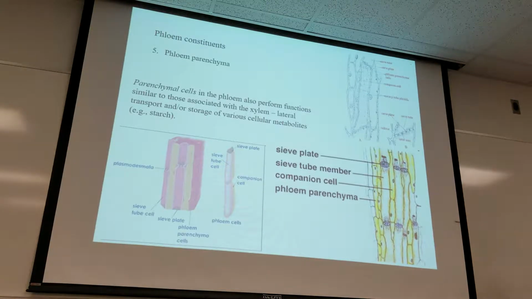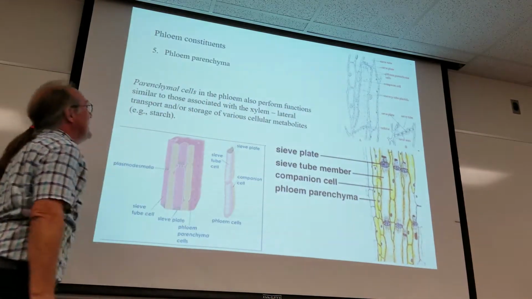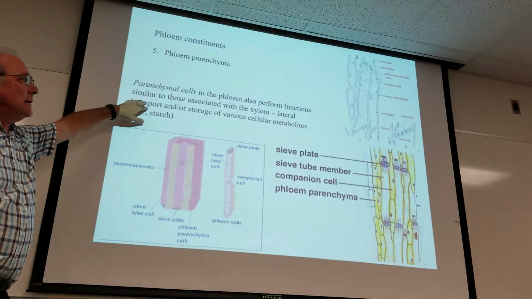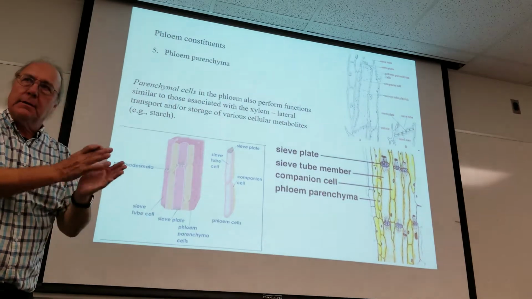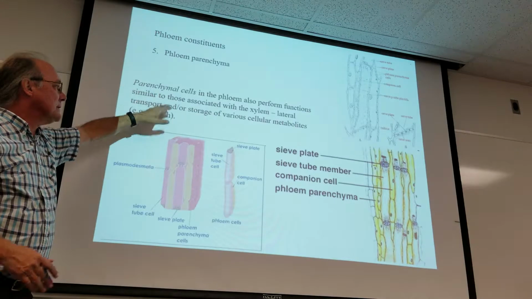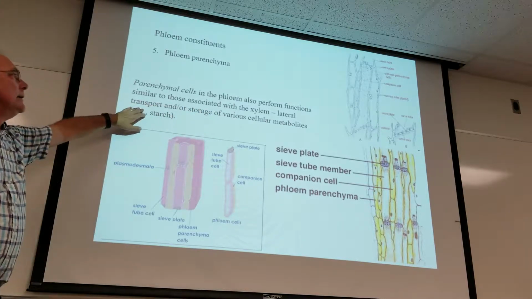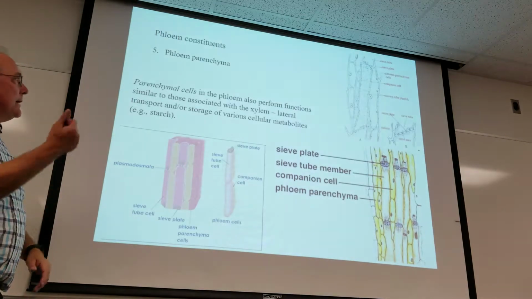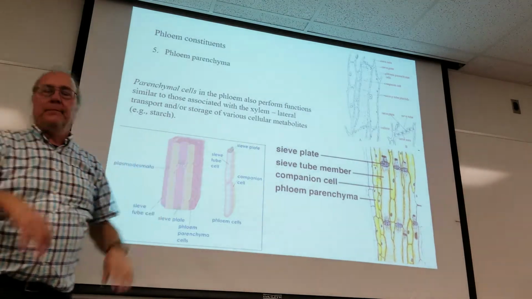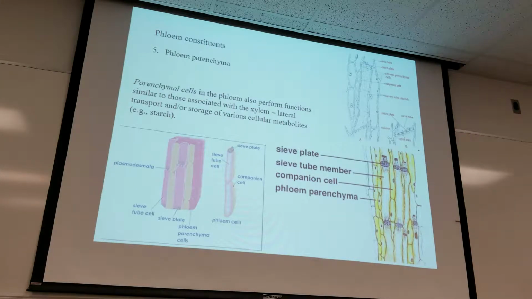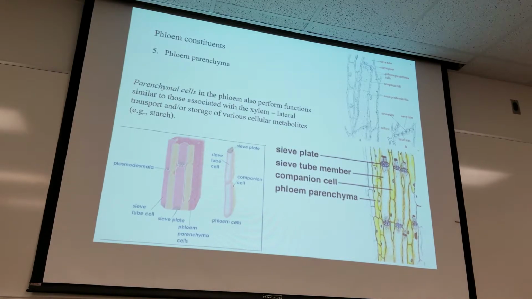And then parenchyma, that's the other kind of cell. Just like in the xylem, where there were parenchymal cells associated with the xylem vessels, there are parenchymal cells associated with the sieve tubes in the phloem system. These also may play a role in lateral transport of substances into or out of the phloem, or storage of substances. At least some of these parenchymal cells retain the ability to differentiate into other vascular system constituents if need be.